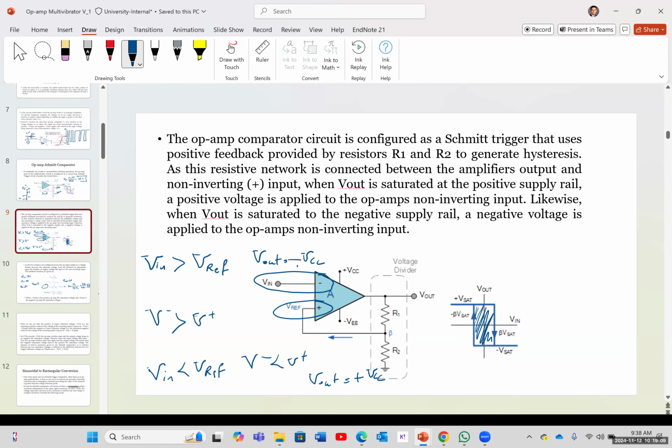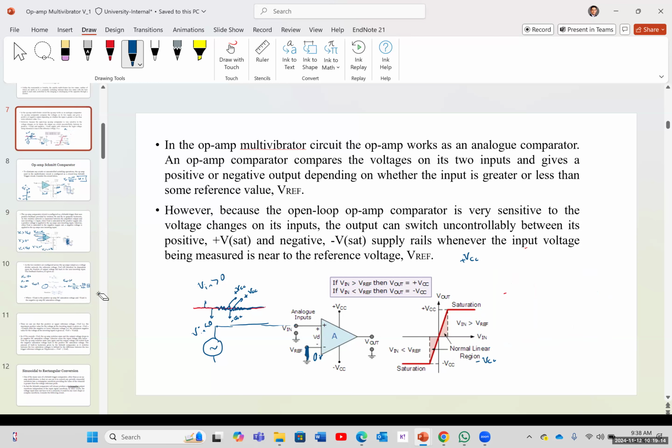And one thing to keep in mind, I want to explain this and then get back to this, is that since we have a non-ideal op-amp, we don't immediately switch between its positive and negative saturation output. We always have a linear transition between them, or we call it the normal linear region. And this actually depends on several factors, including the slew rate. You remember the slew rate, it's the speed at which the op-amp can switch states.